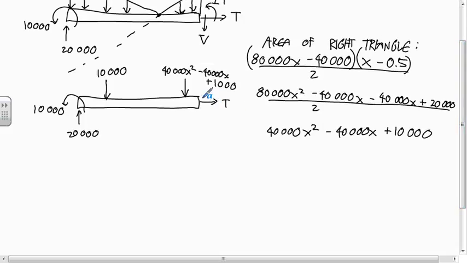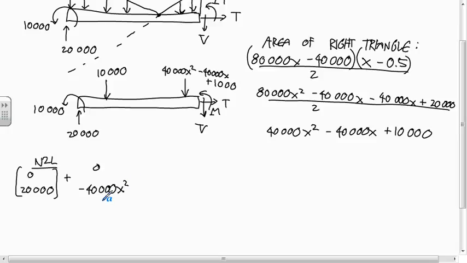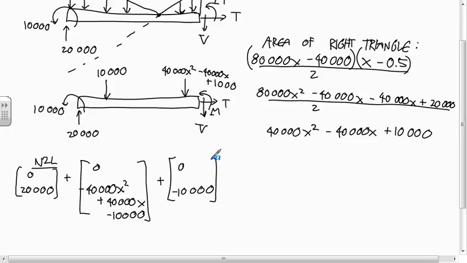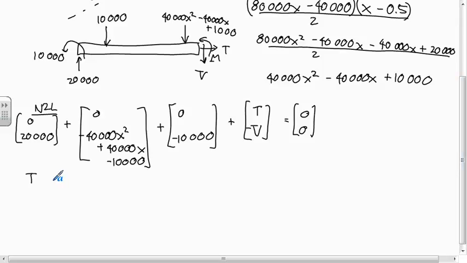And then the internal loads. So Newton's second law says 0, 20,000 plus 0, negative 40,000 x squared plus 40,000 x minus 10,000 plus 0, negative 10,000, and then plus t minus v is equal to zero. So t is still equal to 0.